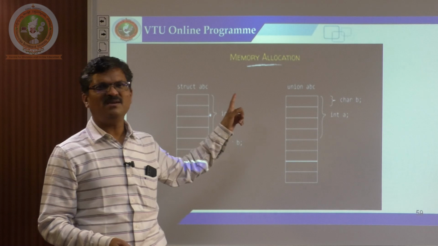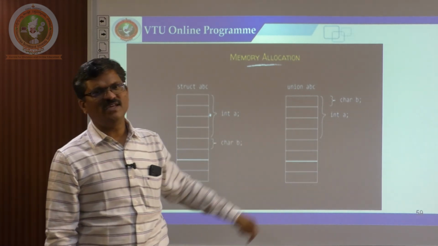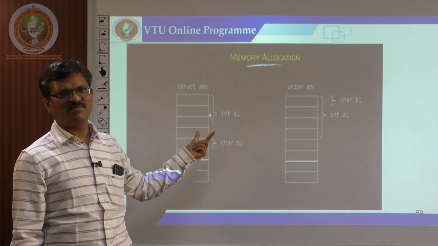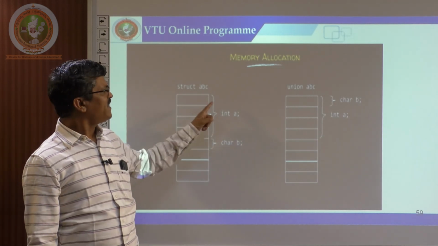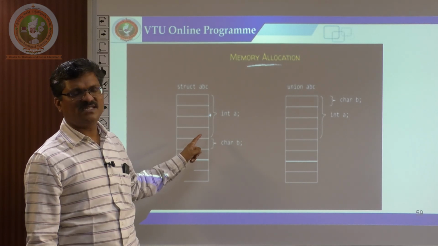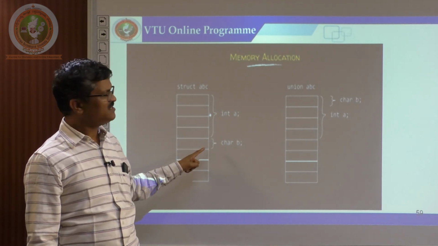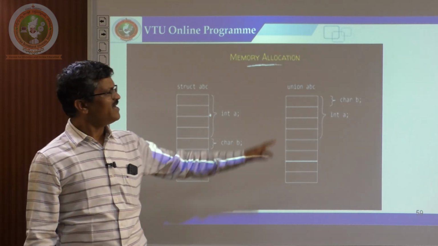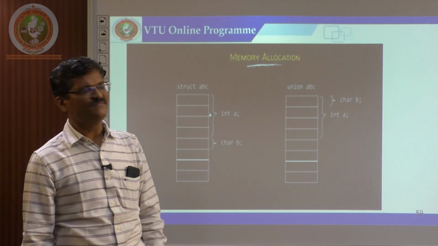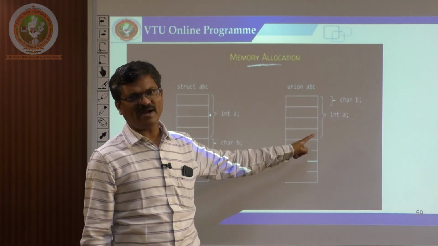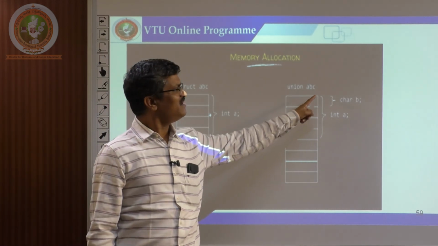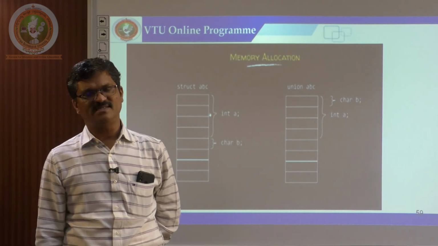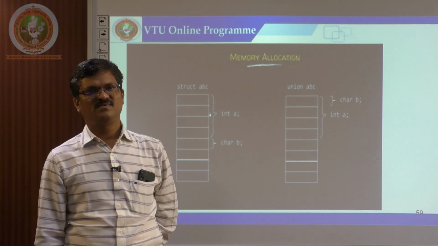And this is the memory allocation diagram as an example. The struct ABC and union ABC are both shown over here. This is a 1 byte word as an example. A is of 4 byte size since it is an integer, and B is 1 byte which takes the next address. Whereas, in union ABC, A takes 4 bytes, but B needs 1 byte which is shared from the same location itself.